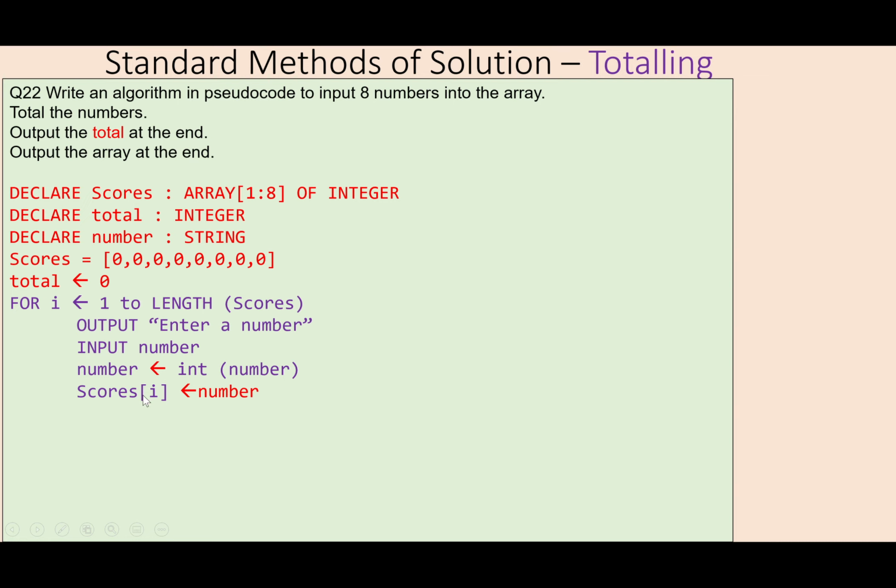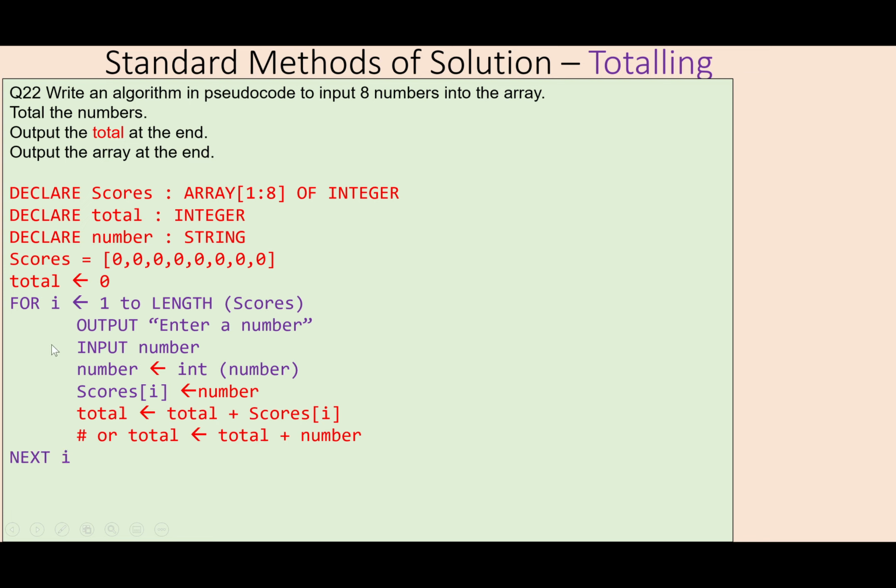So scores[i], and remember i is going to be 1 at the start, so scores[i], which is this element here, we want to assign that number. So that's the number that was just typed in. Whatever was typed in will be assigned here. We're then going to add what they just typed into the total. So total is total plus scores[i], so we've just written it there, so we're going to add it. We could have put total assigned total plus number as well, because what they just typed in is stored as number, so either of those would be fine.